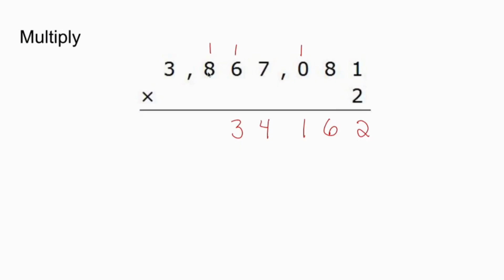2 times 8 is 16. 16 plus 1 is 17. Write out your 7, carry over the 1. Finally, 2 times 3 is 6. 6 plus 1 is 7. You write out 7. Let's count from the right and draw out our commas. 1, 2, 3, comma, 1, 2, 3. And we end up with 7,734,162.